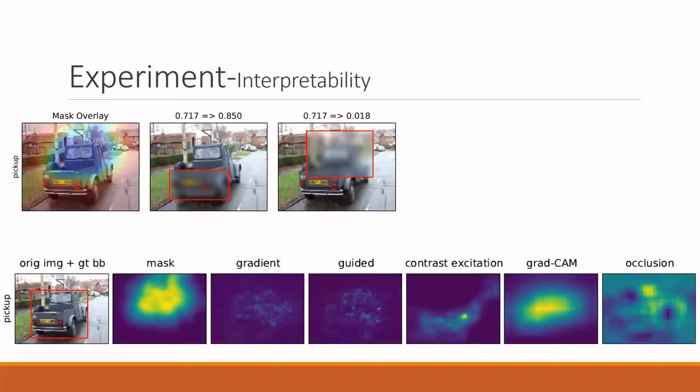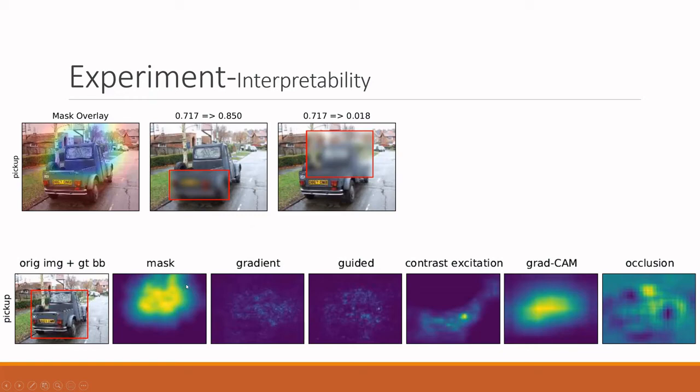For the first experiment, interpretability, let's first see the bottom row. The leftmost is a pickup, and the second is the mask generated by the proposed method. We can see this mask does not fully occupy the red bounding box. So let's jump to this contrast excitation, which is another method proposed as a saliency map. We can see that it focuses on the bumper. So we can test which one is more explainable.